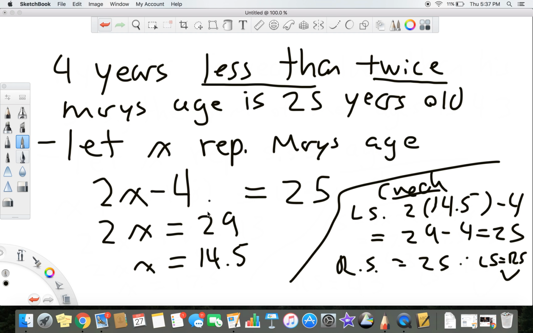So Mary's age is 14 and a half years old. So you can see a bunch of cool different things we can do with these type of equations, and as we get more advanced, we'll solve even cooler things. So stick with it, and we'll get to many of those.